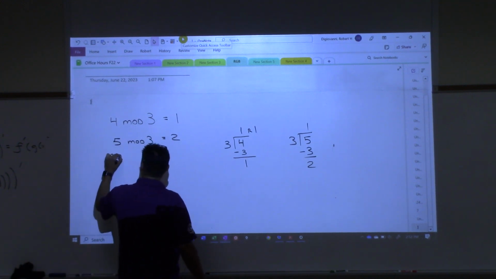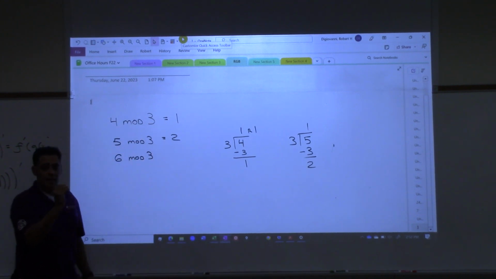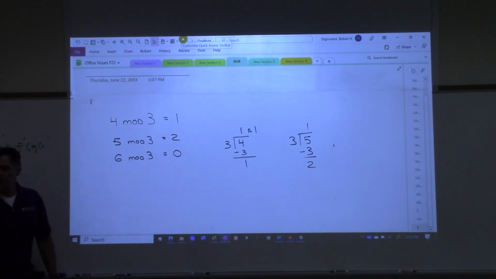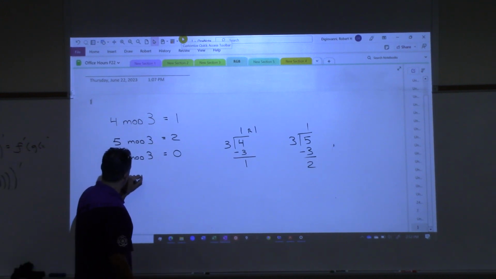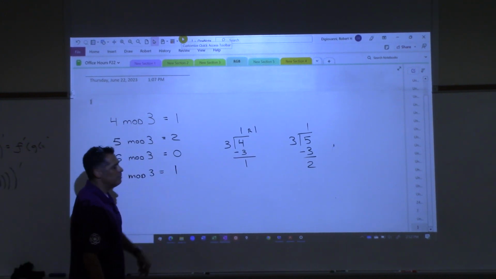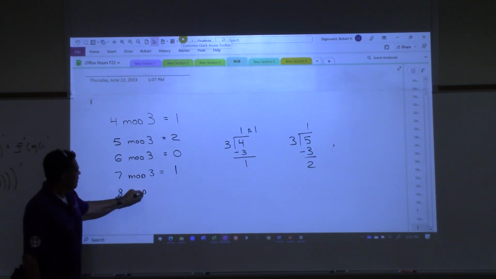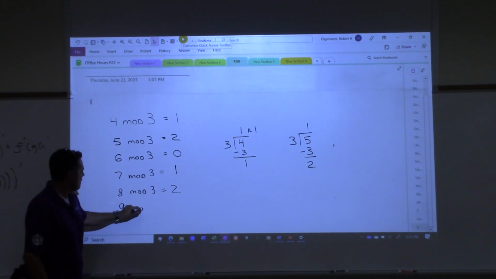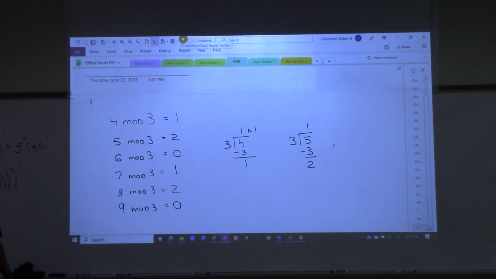What's 6 mod 3? Well, what's your remainder? 0. Nothing, right? So you get 0. Okay? Understand? 7 mod 3 is 1, right? 8 mod 3. 2. Let's go another one. 9 mod 3. 0 again, right? Understand what's happening here? It's always giving you the remainder, right?